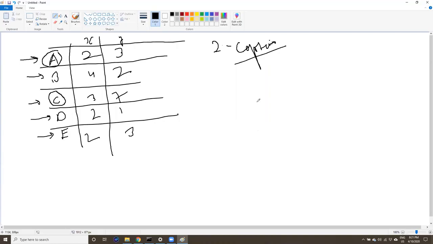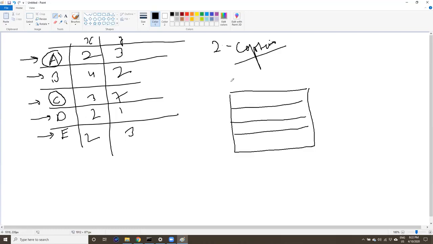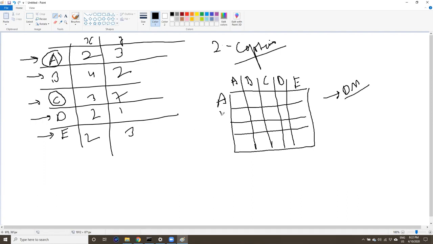Let's select two captains. What everybody should do basically is create a small matrix, and this matrix will have A, B, C, D, and E. Let's create a small matrix like this, and let me call this the distance matrix, DM, right? And I will write down A, B, C, and D.